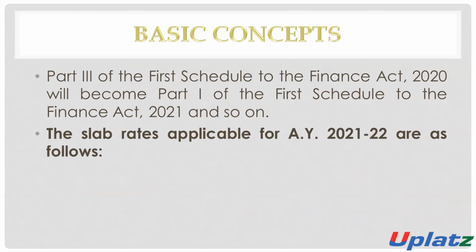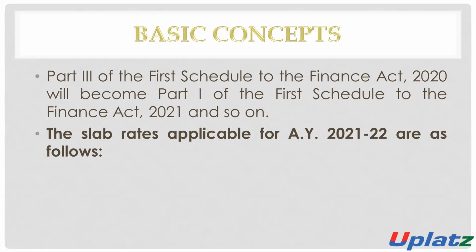Part 3 of the first schedule of the Finance Act 2020 will become part 1 of the first schedule to the Finance Act 2021, and so on. That means part 3 of the first schedule, which contains the rate of advance tax calculation, salary taxable under the head of salary, and rates for certain cases, will become part 1 of the first schedule to the Finance Act 2021.